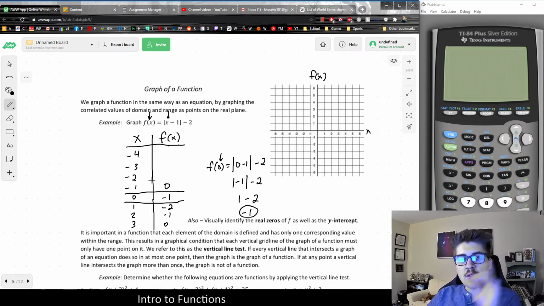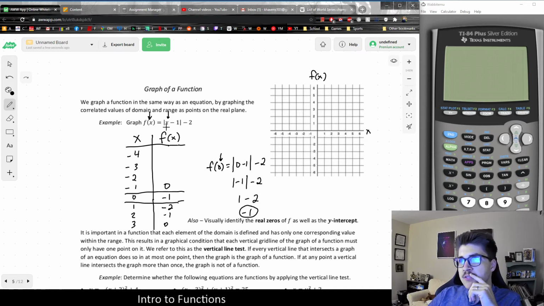Another thing to be careful about with absolute value is that you must completely evaluate the inside before you apply the absolute value. And that's just a little thing about the way it works. And there's a reason why, but I'm not going to get into that right now.